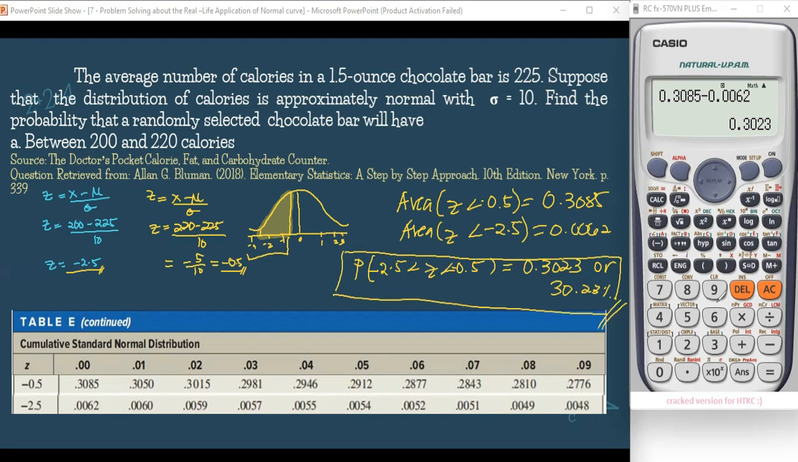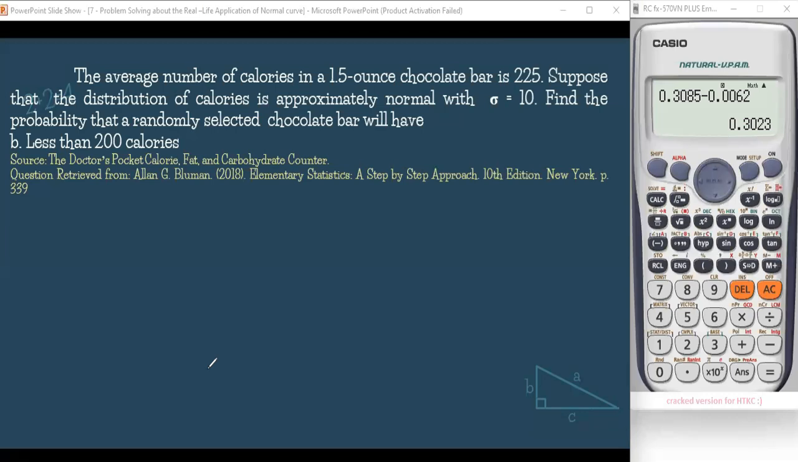Okay, let's go now to letter B. For letter B naman po, what is the probability that it has less than 200 calories? So we have z is equal to the random variable minus the population mean all over the population standard deviation, which is also equal to, x po is 200 calories since siya po yung pinapahanap. 200 minus the population mean of 225 all over the population standard deviation of 10. So that is negative 25 all over 10. That is equal to negative 2.5.